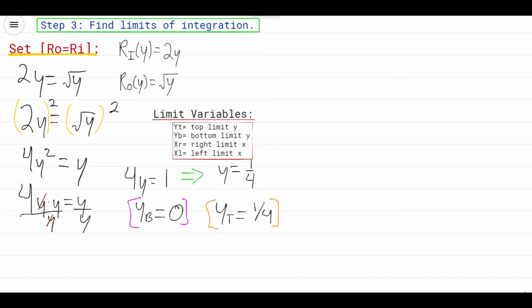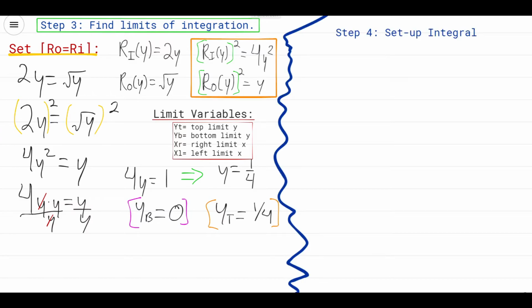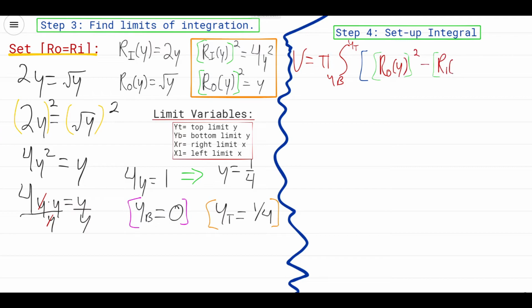So now let's set up the integral. To set up the integral, we do need the inner radius squared, which is equal to 4y squared, and we do need the outer radius squared, which was equal to y. So now let's set it up. The formula is right here: volume is equal to pi times the integral from the lower bound y to the upper bound y of the outer radius squared minus the inner radius squared times dy, because this is all with respect to y.